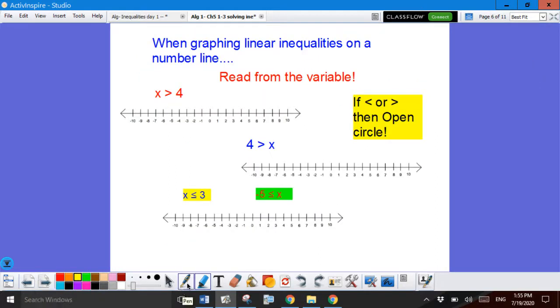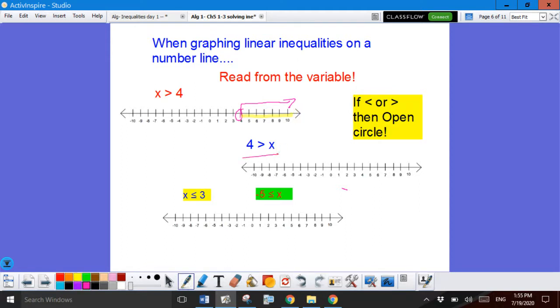Okay, let's make sure that we are good with reading from the variable, deciding on whether or not these are open or closed circles. I'm sure we're excellent at this, but let's just double check. So if it's pointing to the right, I know that is an open circle, so I'm at the 4. So that's going to be here. So my solutions are there. Notice I did not highlight the 4.